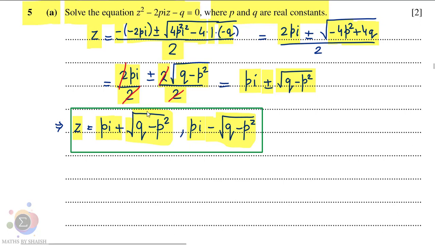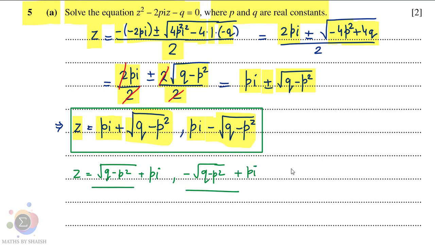So these are the two solutions. Basically, whenever we write a solution, we should write the real part first. So we can write it as root of q minus p square plus p iota, and the other solution is minus root of q minus p square plus again p iota. It hardly matters. The only thing to remember is that a complex number is always x plus iota y, so the imaginary part comes later. Otherwise this is the solution.